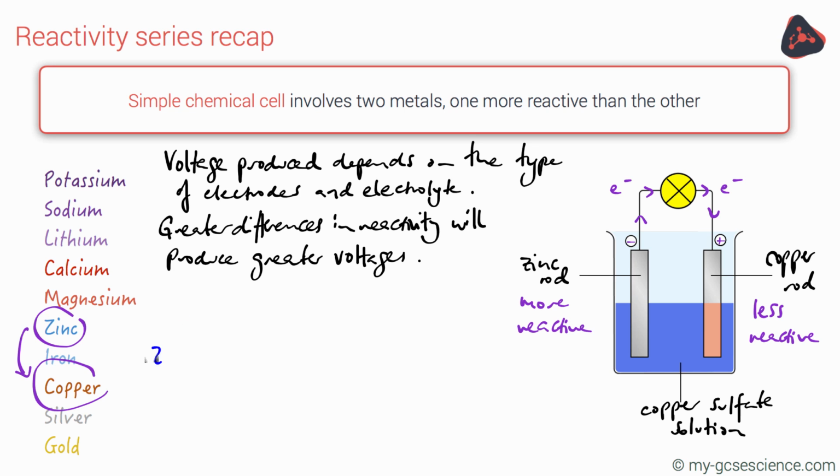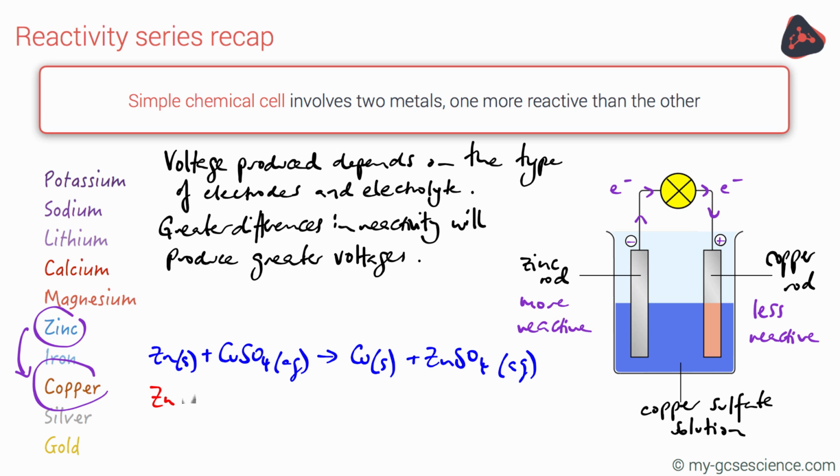So we can write a chemical equation for this reaction that looks just like a displacement reaction, because it's basically displacement that's going on here. And if we divide this full equation into two half equations, hopefully you'll recognise that one half of the reaction is oxidation and the other half is reduction.